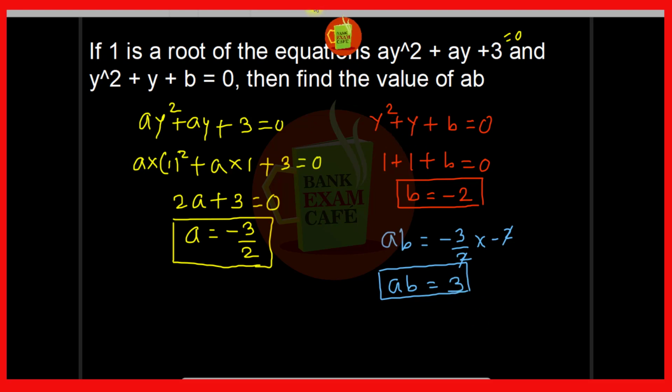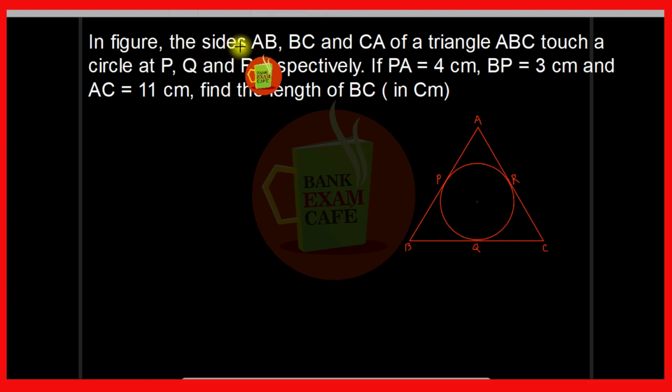Now let us move to the next question. In the figure, sides AB, BC and CA of a triangle ABC touch a circle at P, Q and R respectively. PA is equal to 4 cm, BP is equal to 3 cm and AC is equal to 11 cm. Find the length of BC in centimeter.